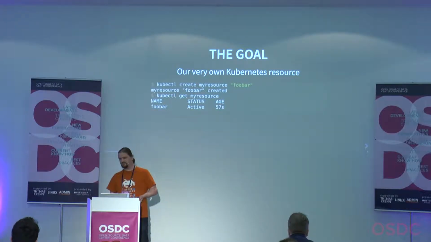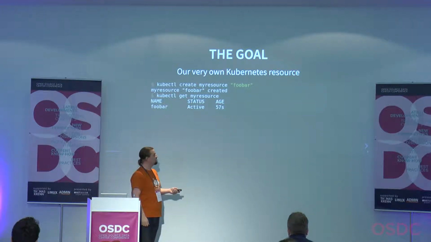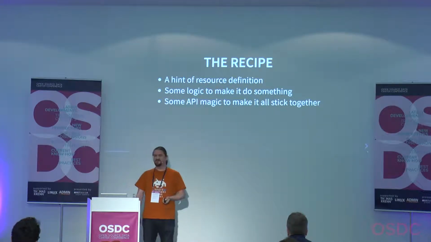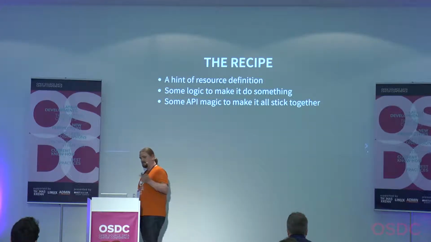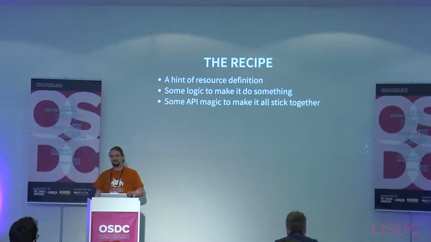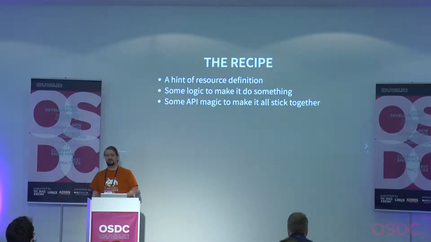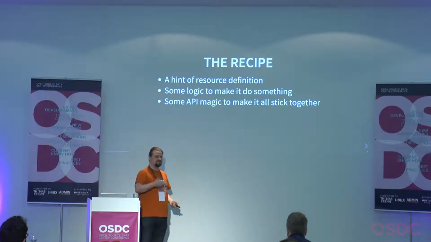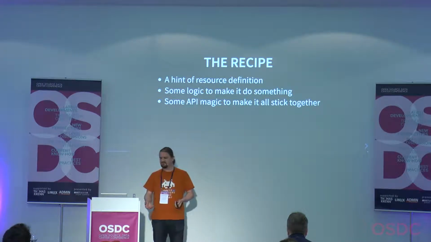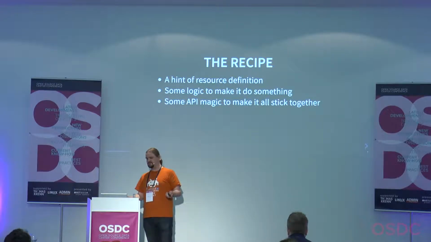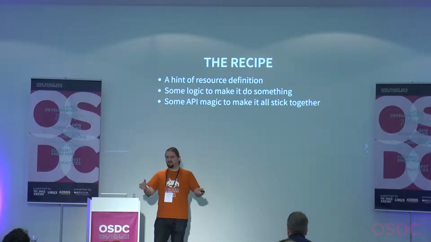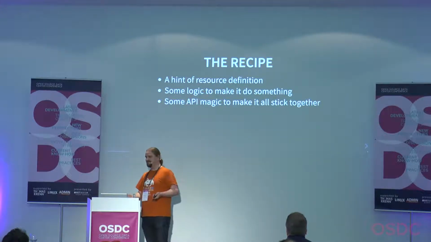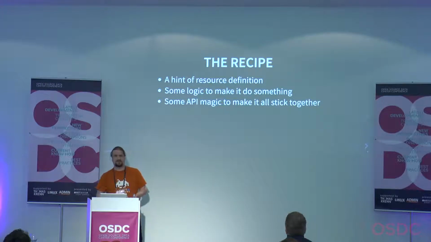So, how do we get to this goal? Well, we need 3 parts. The first one is a resource definition, making your new resource known to Kubernetes. That's it, nothing more to that one. Then some logic to do something, because just having Kubernetes know about your resource is not really useful. You want something to actually happen when you create it. And the last point is to make the logic and the definition stick together and work in unison so that, well, you can do whatever you want.